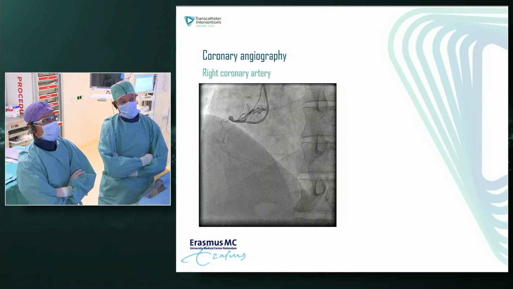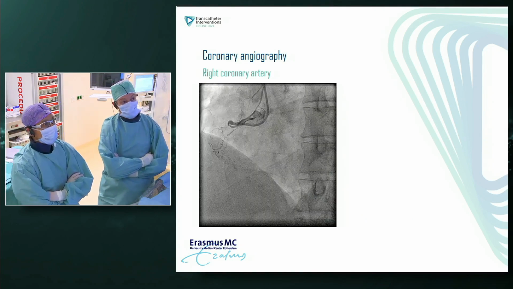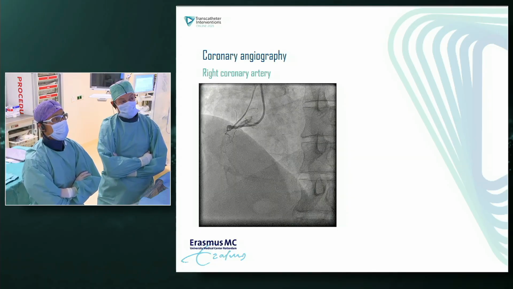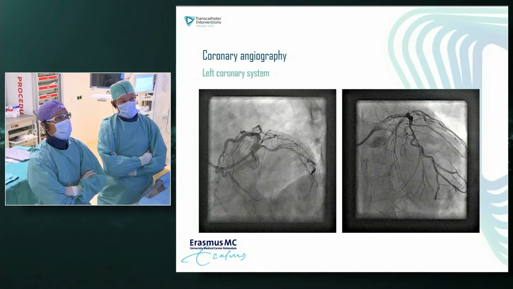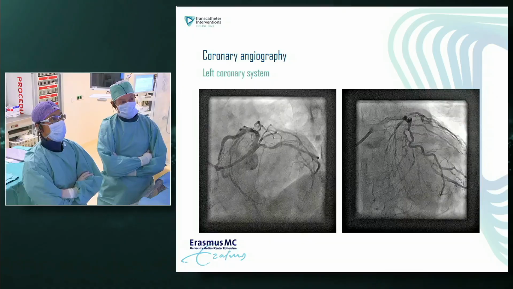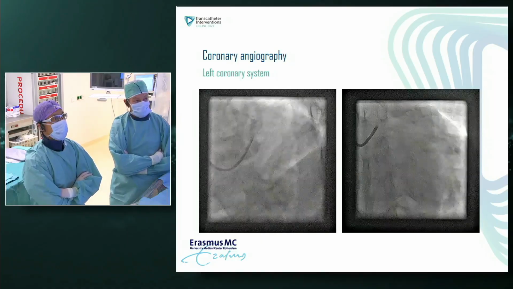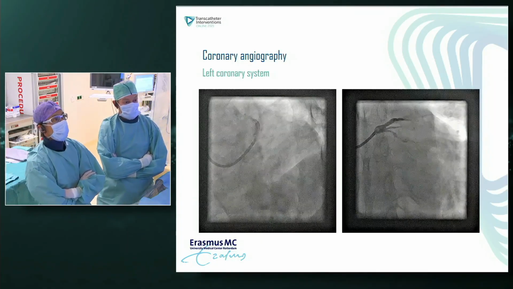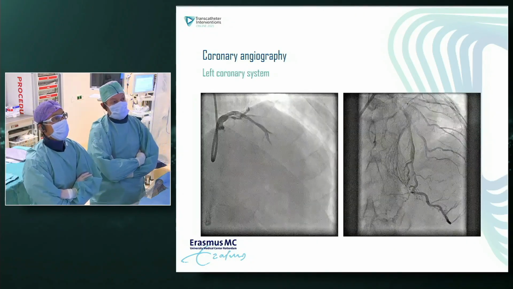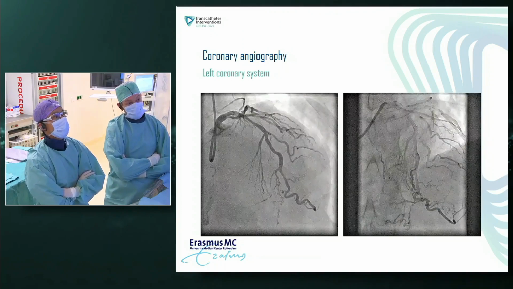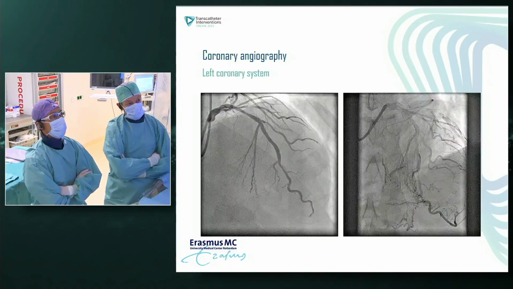Next slide. So this is the coronary angiography. Here you see the right, which is a CTO with some bridging collaterals. You see the stent in the distal RCA. Next slide. And this is the left coronary system, which shows a calcified, diffusely diseased circumflex. Next slide. And these are the cranial views where you can see the LAD, and you can clearly see the calcified lesion proximal, and also there's a lesion distal.